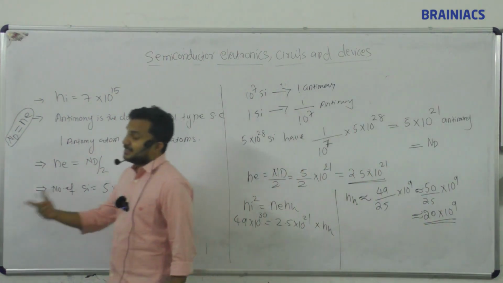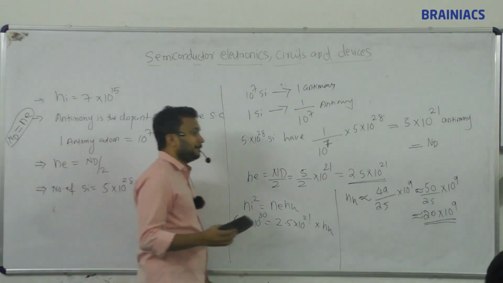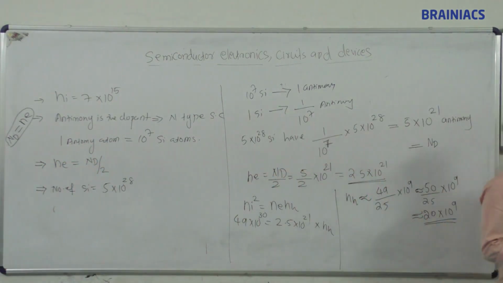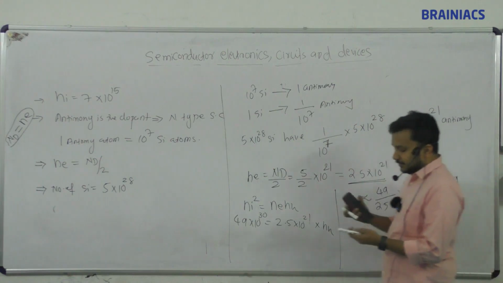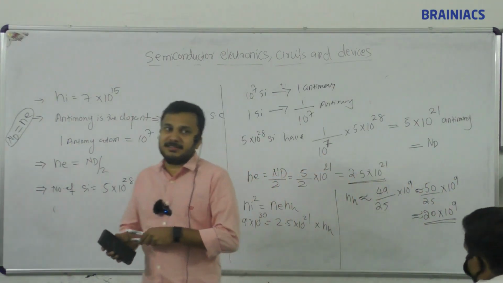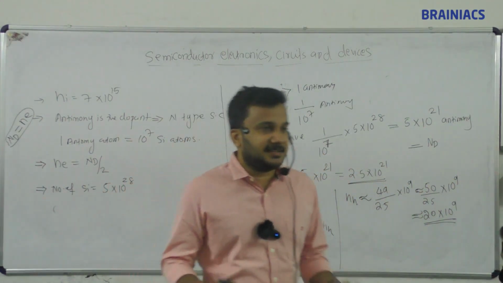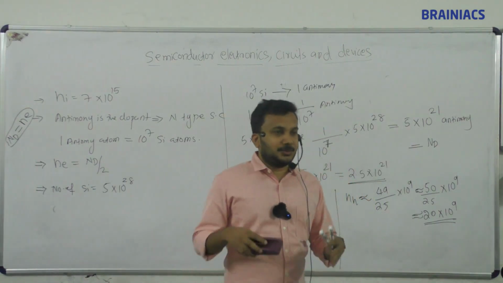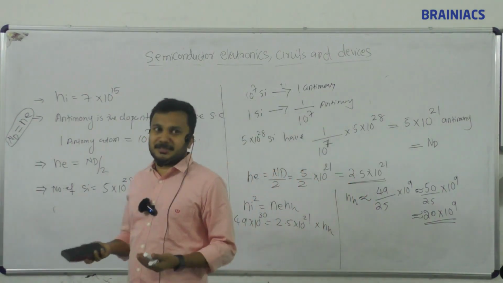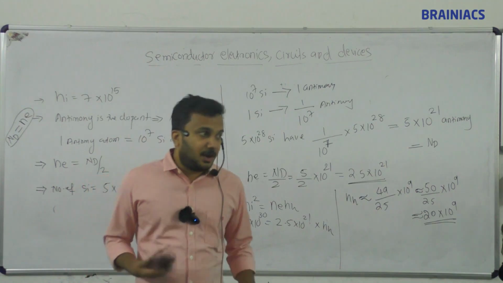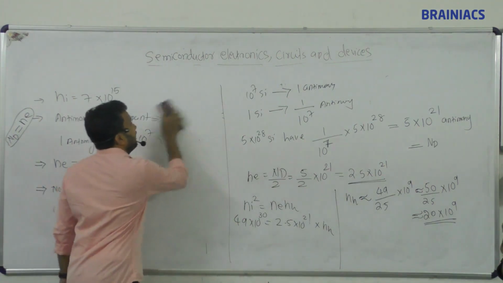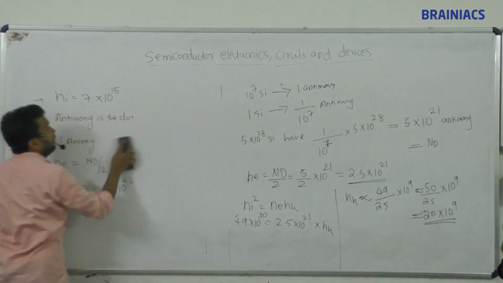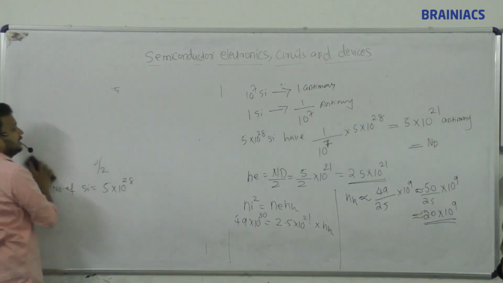Okay, next, what is the question? Calculate the factor by which the number of carriers increases. By what factor does it increase, 2 times, 3 times, or 4 times, that we have to find out. For that, how will we do it? We need an initial concentration. So how will we find the increase?